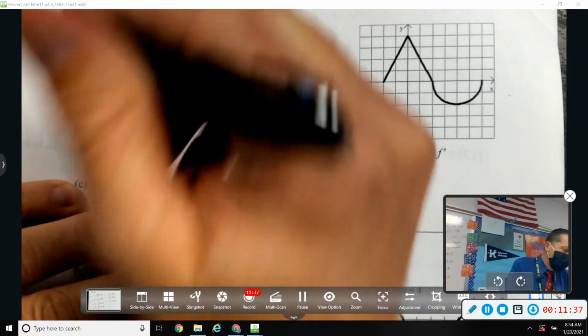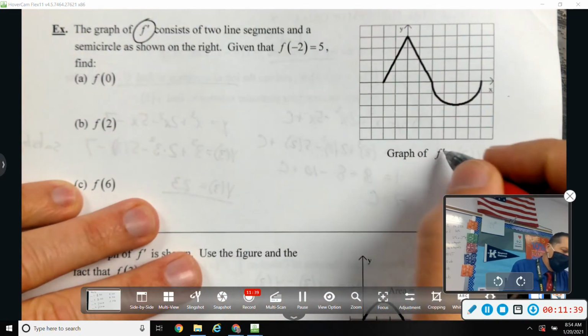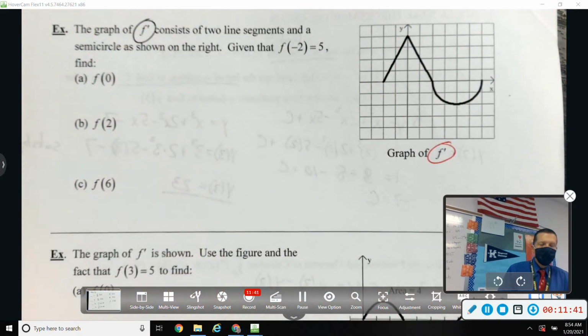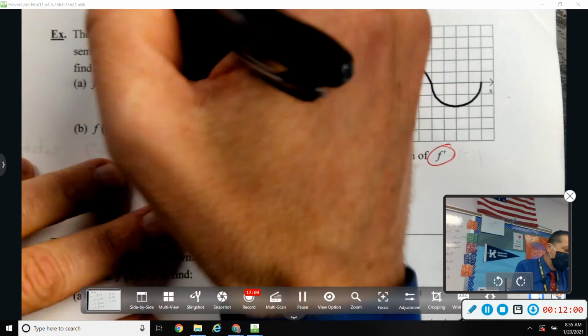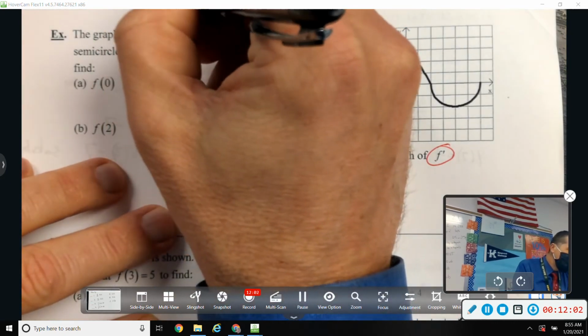The graph of f prime. Okay, here we go again with being careful with what we're looking at. That's the graph of f prime. It consists of two line segments and a semicircle as shown on the right. Given that f of negative 2 equals 5, find f of 0. Well, if I want to find some f stuff, I need to integrate f prime.